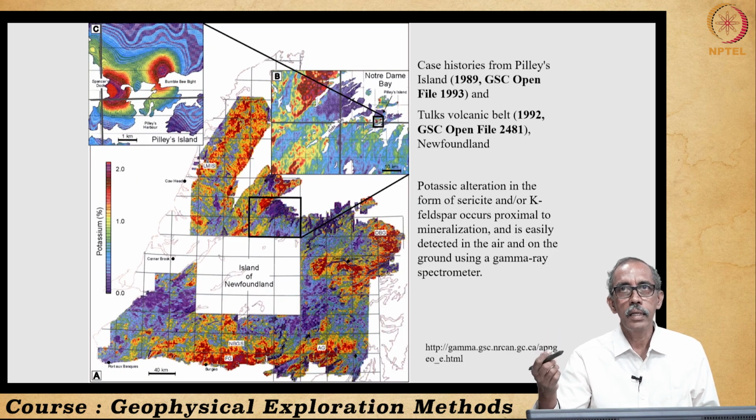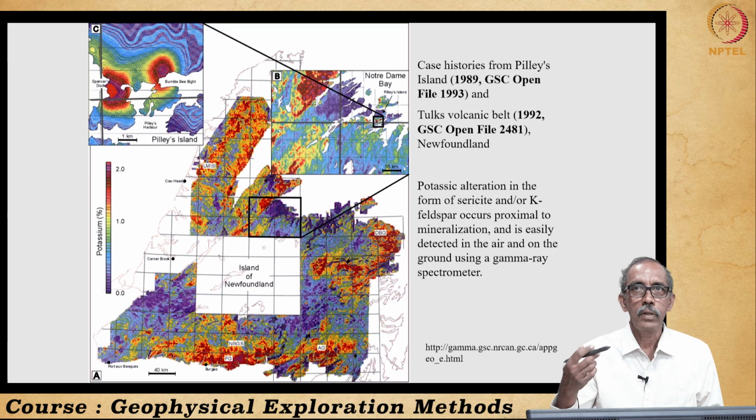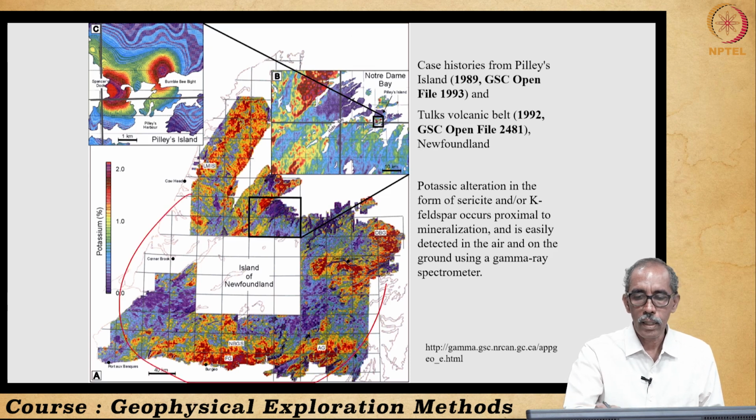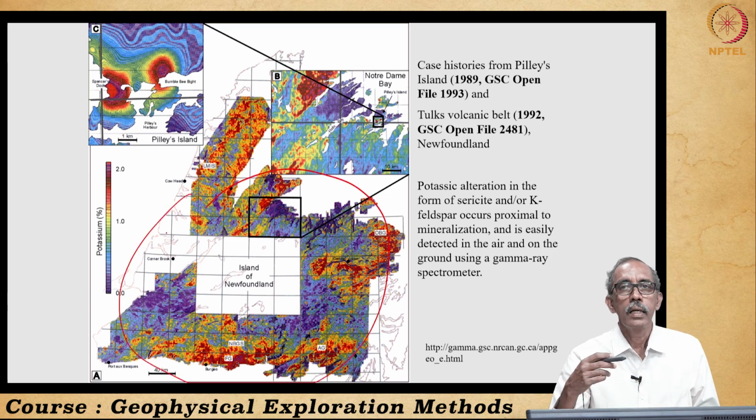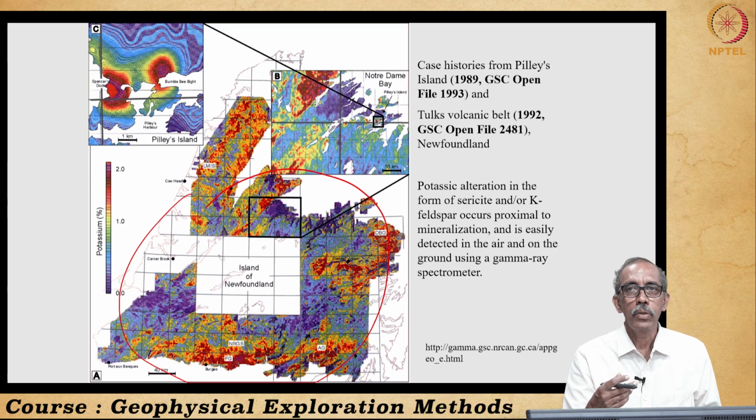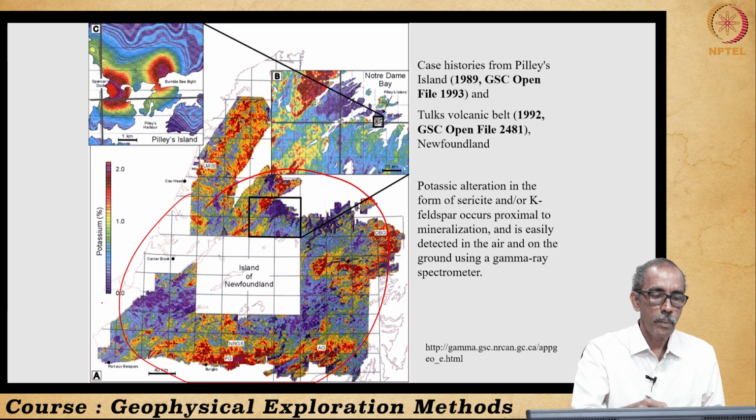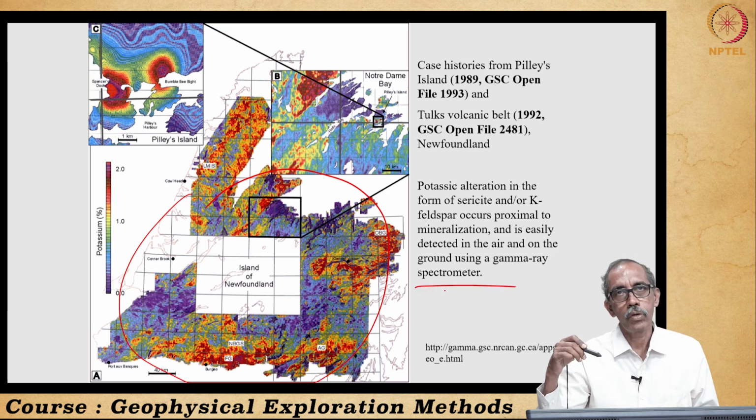Here is a study in which they have tried to understand similarly how the potassium concentration varied over a large area. Potassium is released due to alteration of some feldspar minerals which have a higher amount of potassium. They could map the concentration of potassium using a gamma ray spectrometer.